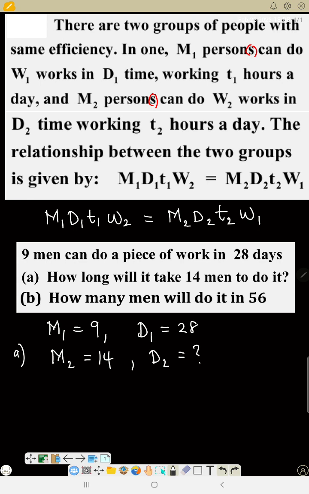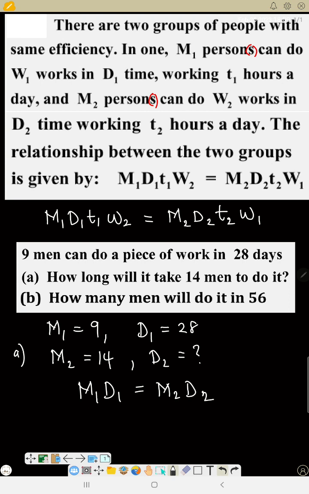So now you can remove anything that is not in the question, like hours is not there, weeks or the days they use, and the work they are doing is not there. So cancel it out from the formula. Anything that is not part of the data given, just remove it from the formula. So the formula will reduce to M1 D1 equals M2 D2.